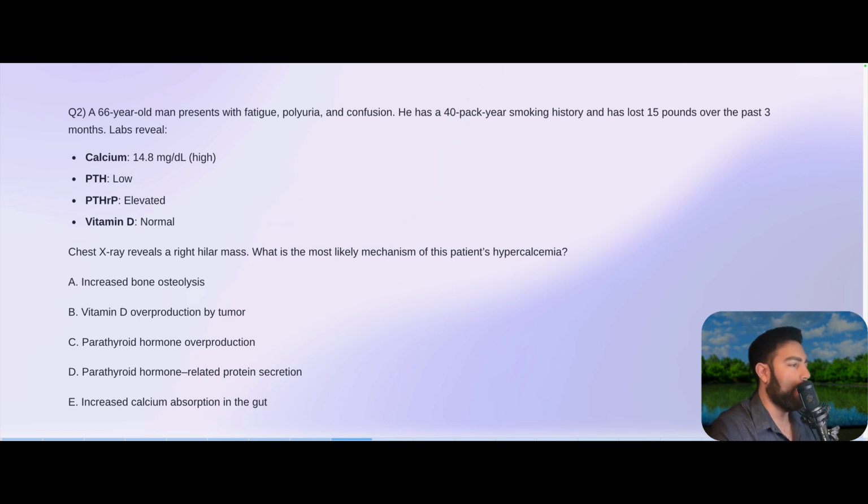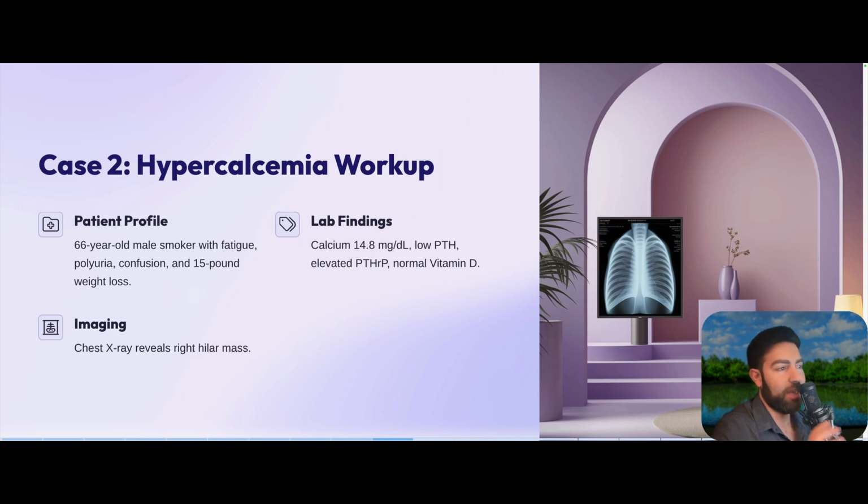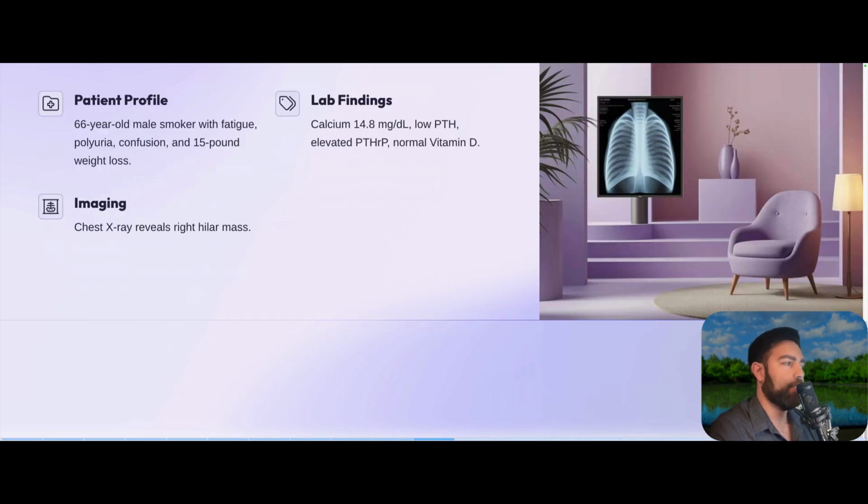Now, these questions are trying to teach basically one single point here, but we'll also go over the differentials. The most important thing here is PTHrP secretion. So the patient presents with a calcium of 14.8. I'll tell you, if a patient is presenting with a calcium greater than 13, that's the magic number you need to know about, it is very important to consider malignancy as one of the causes.